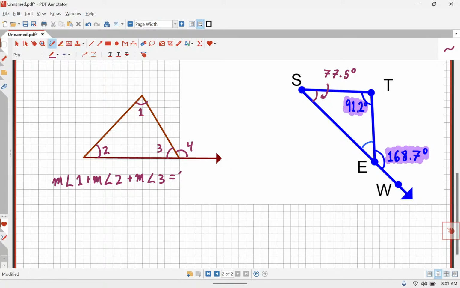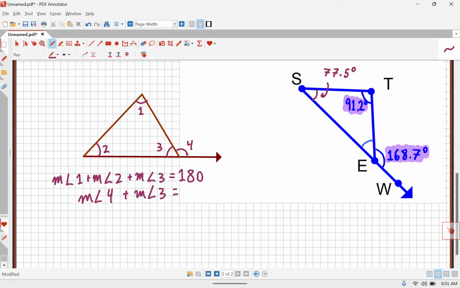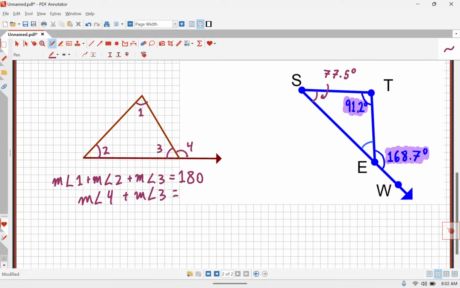It's 180 degrees. But also, guys, the measure of angle 4 plus the measure of angle 3, those two make a straight line. How many degrees are in a straight line? Finn, how many degrees are in a straight line? 180. No tricks here. So what I'm saying, guys, is that this is the same as this.